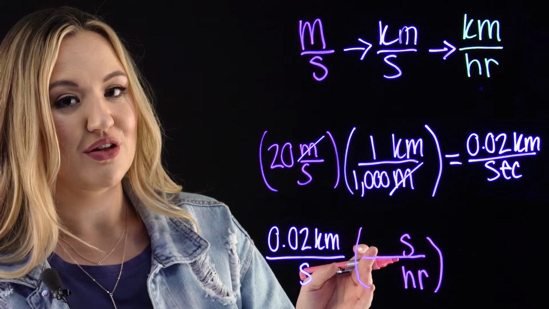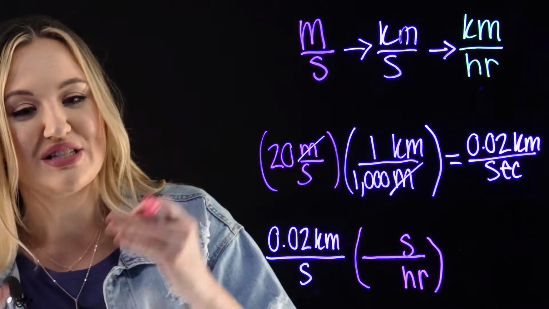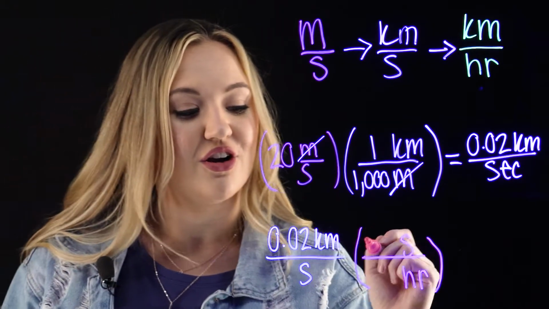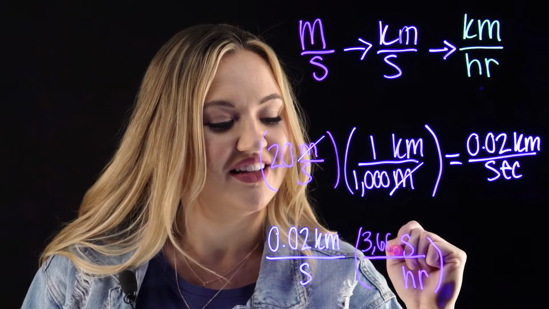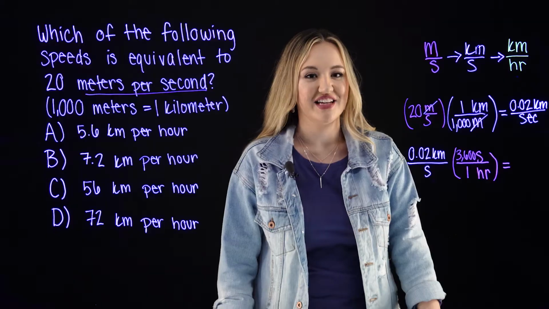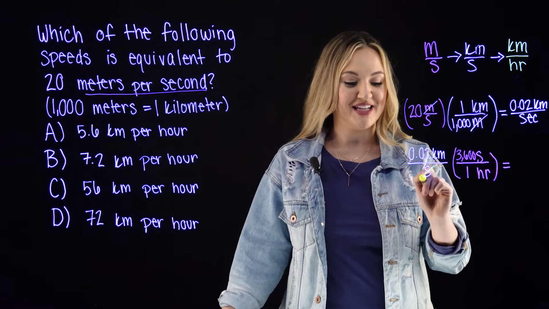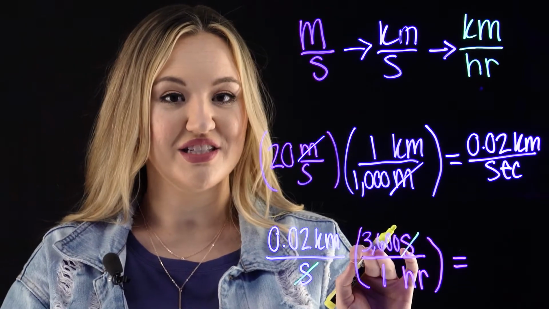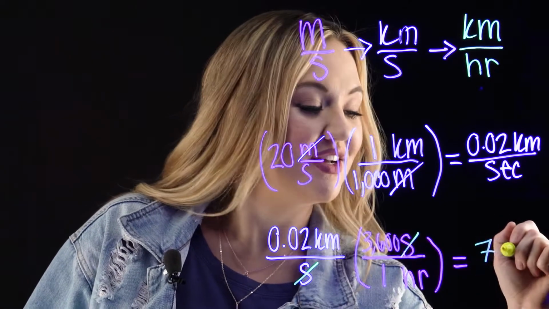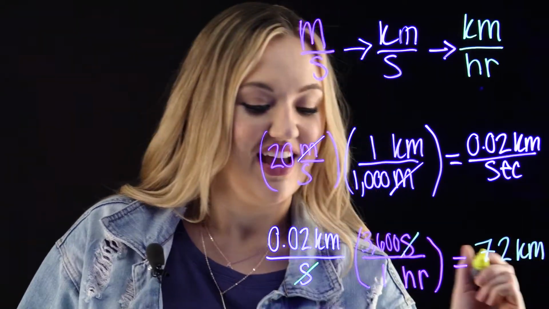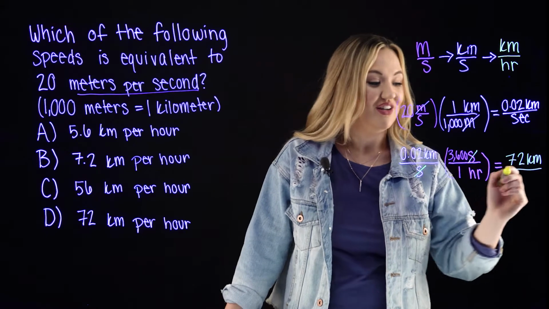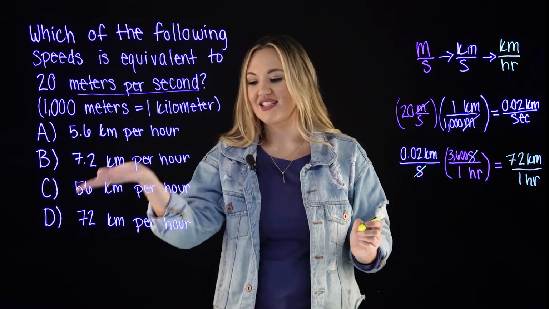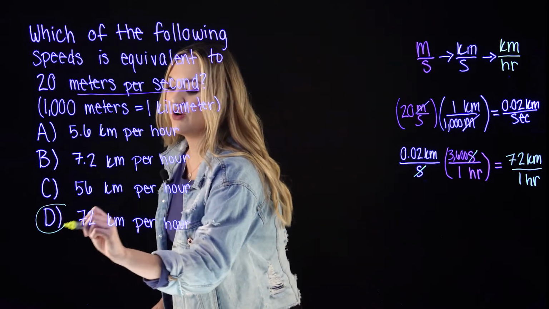Now, this is one of those you will need to know for the test. There are 60 seconds in 1 minute, and there are 60 minutes in 1 hour. So that means that there are 3,600 seconds in 1 hour. So now let's multiply across because our seconds are going to cancel out. Now 0.02 kilometers times 3,600 is 72 kilometers. And 1 times 1 hour is 1 hour. So we know that 20 meters per second is equivalent to 72 kilometers per hour.